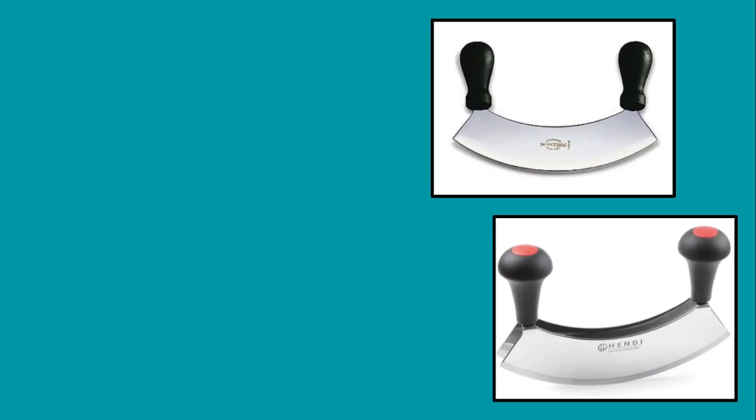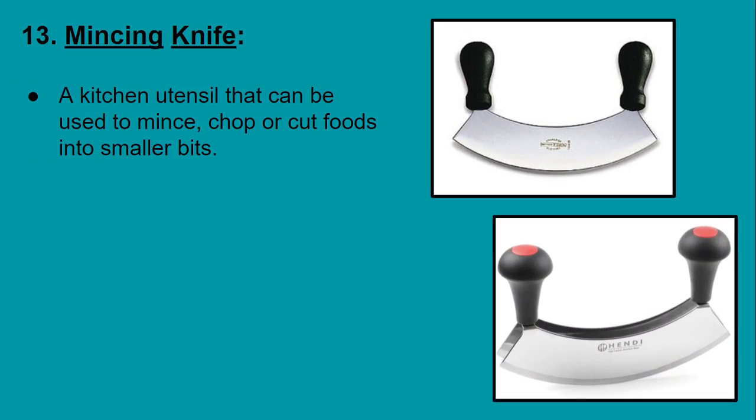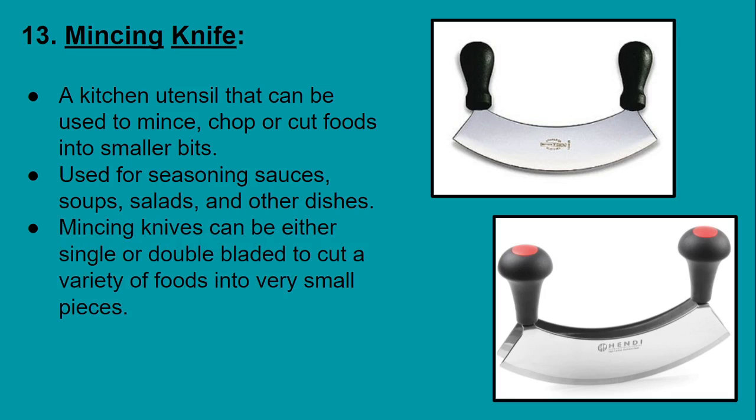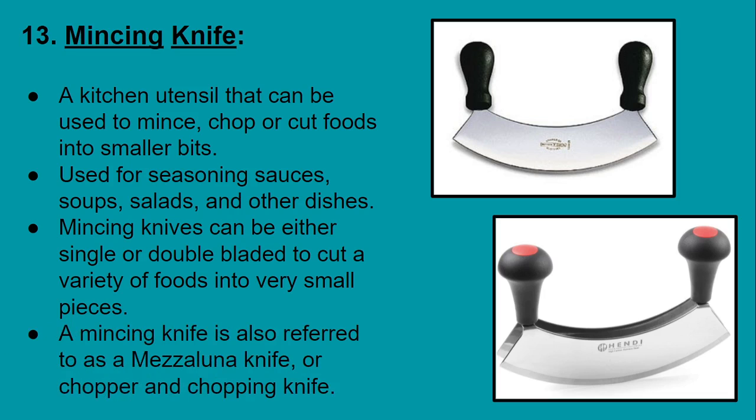The next one is the mincing knife. This kitchen knife can be used to mince, chop, or cut foods into smaller bits. Please note that for these types of cuts, the knife should be very sharp. These cuts can be used to season soups, sauces, salads, and other dishes. These knives can have either a single or double blade depending upon the type of cut required. It is also known as a mezzaluna knife, chopper, or chopping knife.